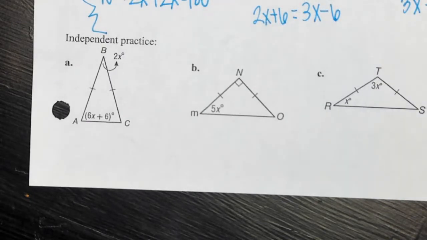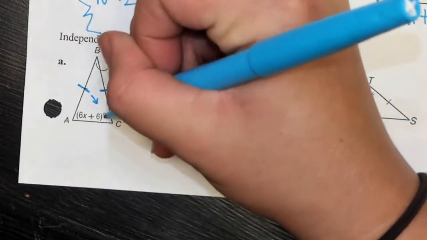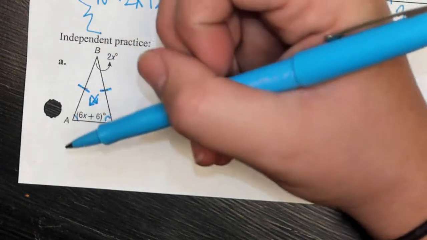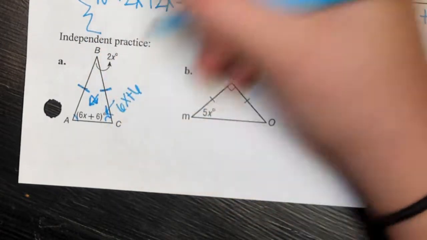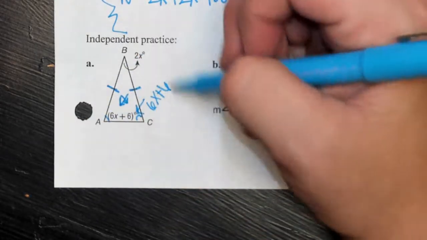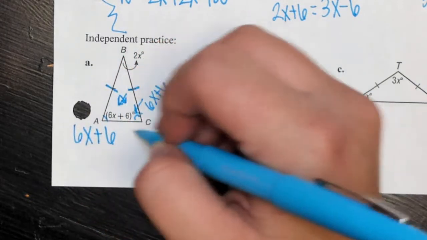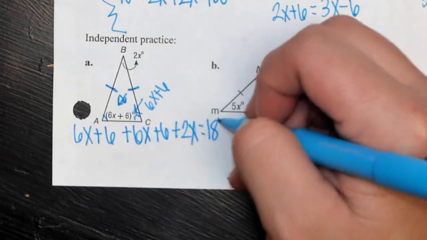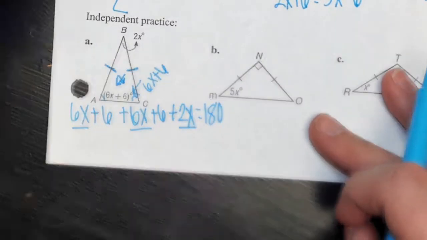Alright, in independent practice A, this side is congruent to this side, which means across is angle C, across is angle A. So I know what A is, and if I know A is this, then C also has to be that same thing, which is 6x plus 6. Well, those are the same thing, so I can't set them equal. But I can add angle A and B and C together and set it equal to 180. So 6x plus 6 plus 6x plus 6 plus 2x equals 180. Now you'll have to solve and combine like terms first to solve for x.